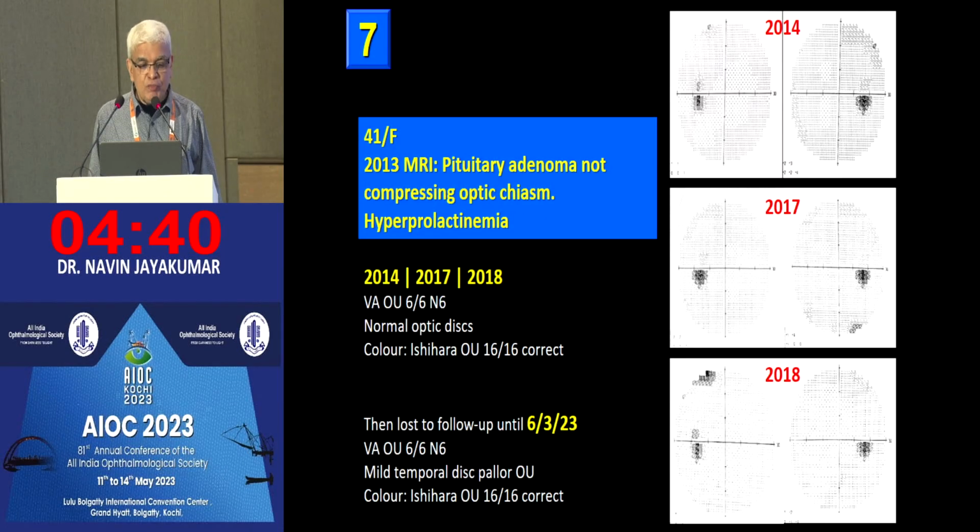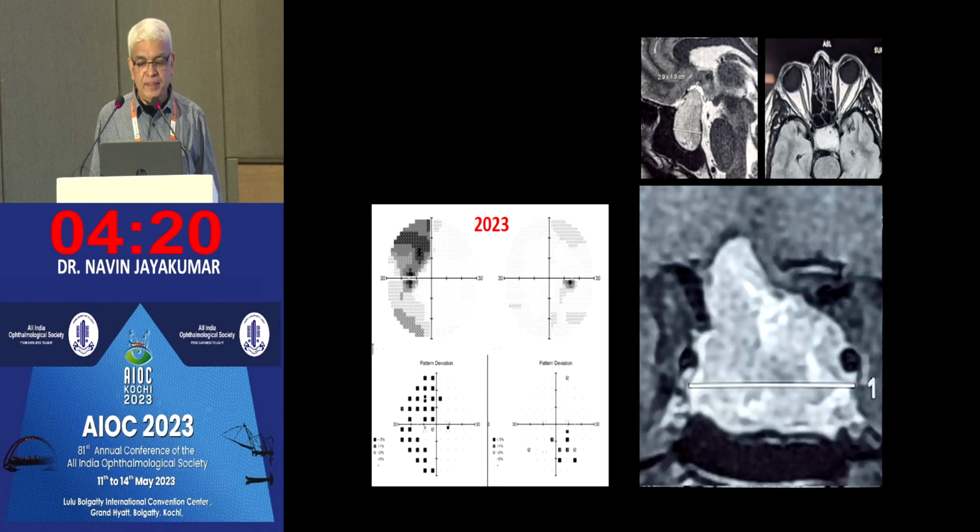Now, here's a patient of mine who had a known pituitary adenoma. I've been seeing her over the years, as you can see, with normal vision, normal discs, and apparently normal looking fields over the years. And then I missed seeing her for the past 3-4 years due to COVID until she came this time. This time the discs were a little pale. And this was the field defect that we saw.